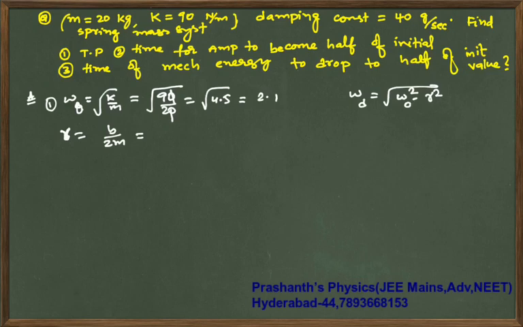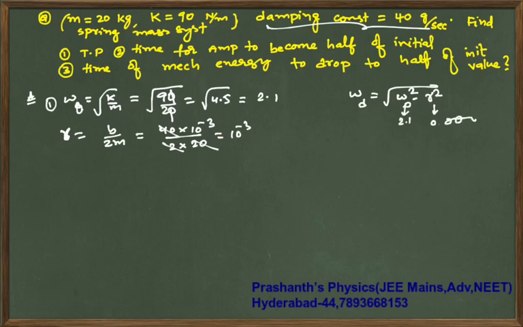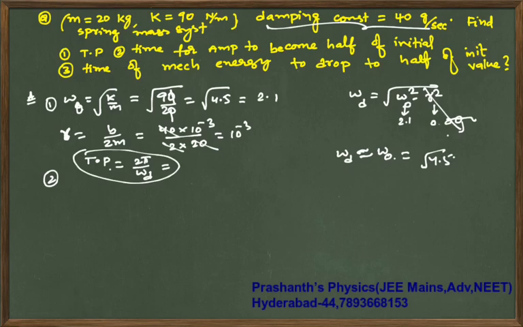The damping constant B is 40 grams, so 40 into 10 power minus 3 kg by 2 times mass, 20 kg, that is 40 into 10 power minus 3. It is very small, approximately 0.00 something, and omega naught is close to 2.1. So this term can be neglected. So omega damping is close to omega naught only, under root 4.5, because gamma is very small. Next, your time period is 2 pi by omega damping. So you can simplify it accordingly and substitute.